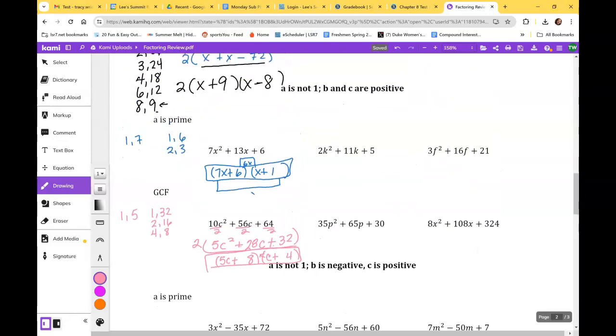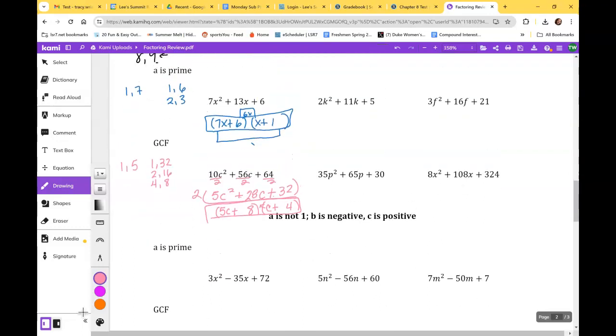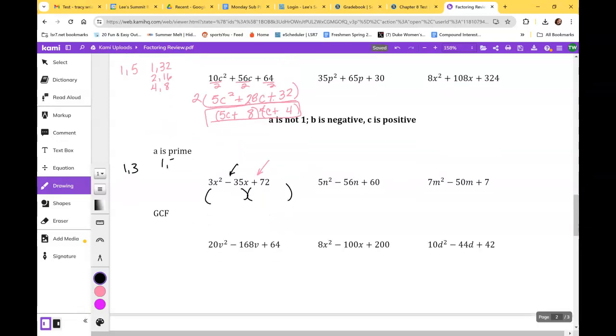Okay. So on these two that I just did, both were positive because they multiplied to be a positive and they added to be a positive in the middle. This time they're multiplying to be a positive, so I know I have two of the same sign, but this time my b is negative, so that means they're both going to be negative. My factors of 3 are 1 and 3. My factors of 72 are 1 and 72, 2 and 36, 3 and 24, 4 and 18, 6 and 12, and 8 and 9. There's a whole bunch of those.